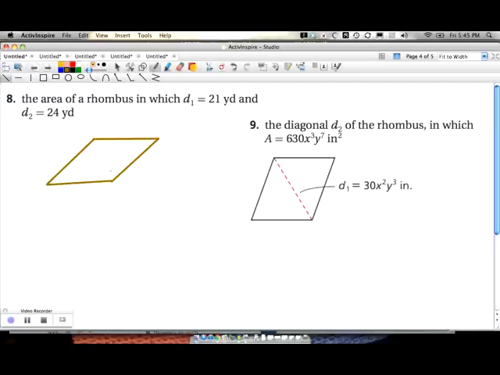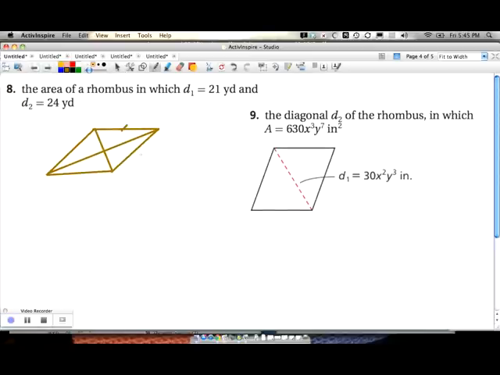The way that I would know that it's a rhombus is that all 4 sides would be the same. So I'm going to mark them like that just so we know what we're talking about here. All 4 sides would be the same. It says diagonal 1 is 21 yards and diagonal 2 is 24 yards. Oh, this is a lot easier than I would think. Because when I hear the word rhombus, I think kite. It's a perfect kite because it's symmetrical, horizontal, and vertical. But it's just a kite.